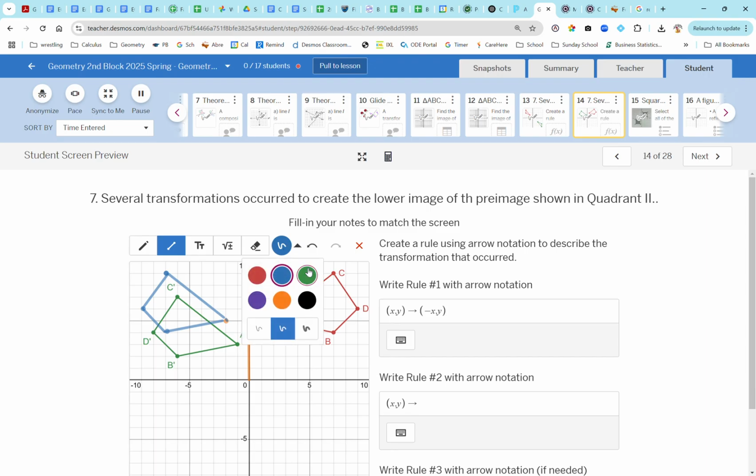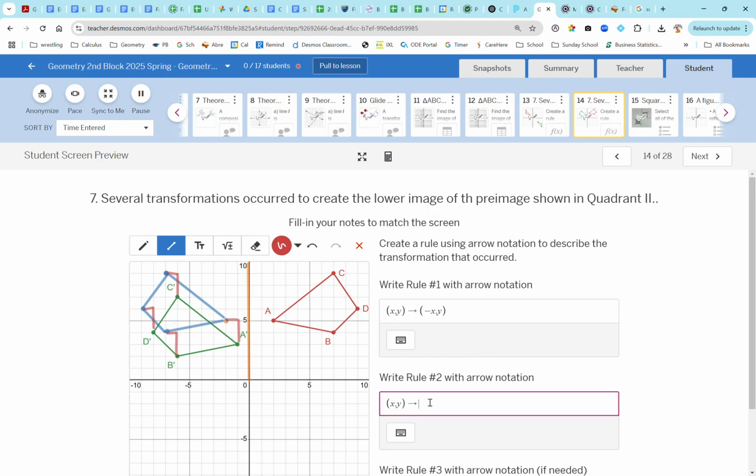In this case, it sure looks like we need to go to the right one and then go down 2. Let's check C. To the right one and down 2. They all should be the exact same. To the right one and down 2. We end up at B. Okay, so what's that going to be? Right is x plus 1. Down is y minus 2.